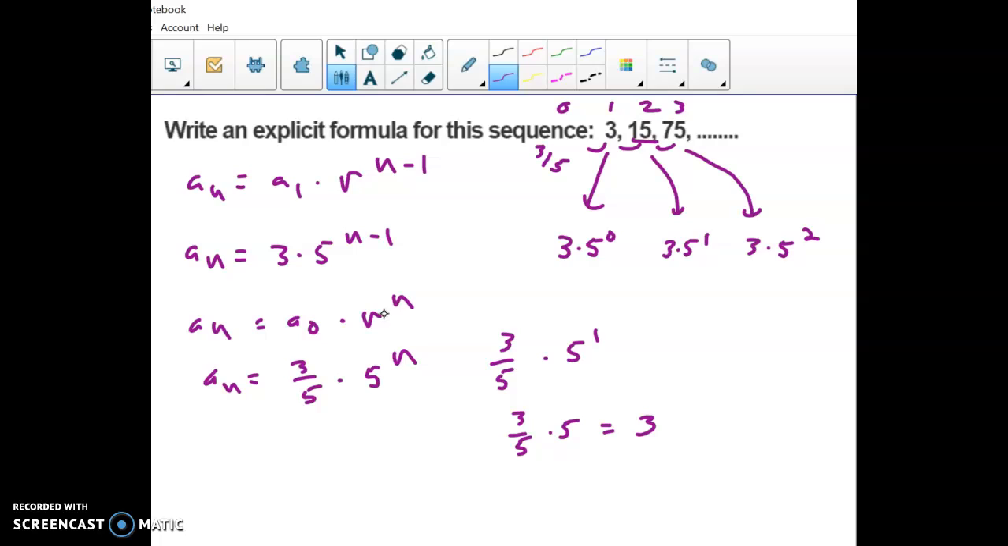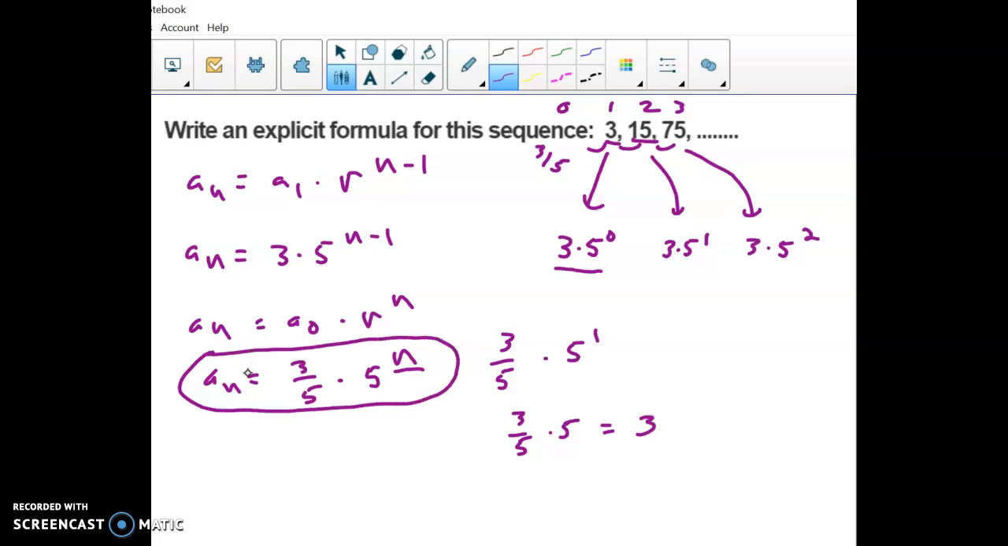So your two choices are: if we want to use the power of n here, then we need to use the 0 term of 3/5. Otherwise, if we want to use a1, then we have to use n minus 1 because the number of times you multiply by 5 is 1 less than n if we are using a sub 1. I'm not sure if the answer might have looked like this.